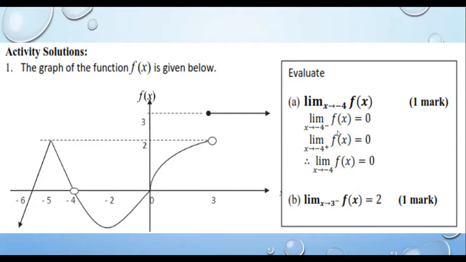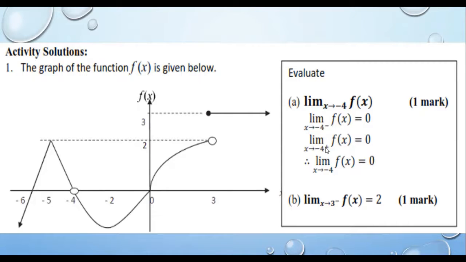So when you find the limit from the left hand side, that means when x approaches -4 from the negative side, from this side, you first follow this graph. When you approach the x value of -4, you get 0. This is the point. So from the negative side, you're getting 0.